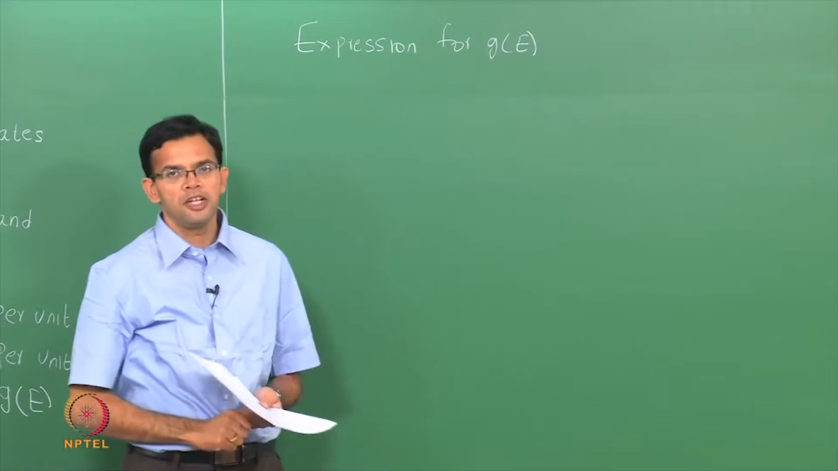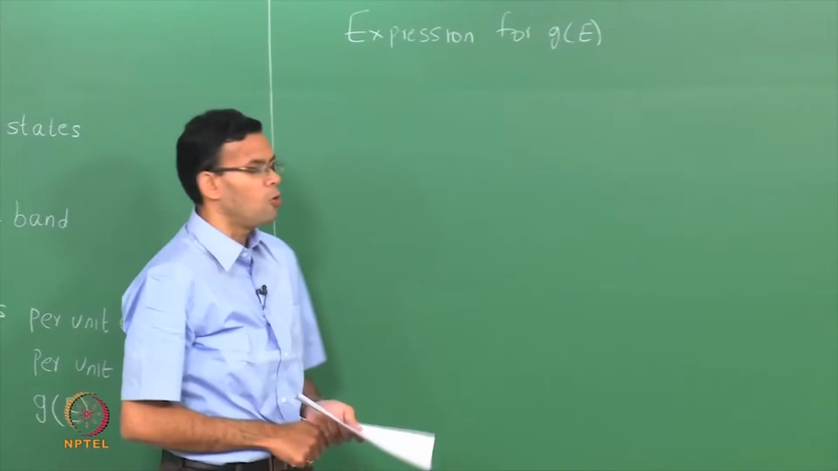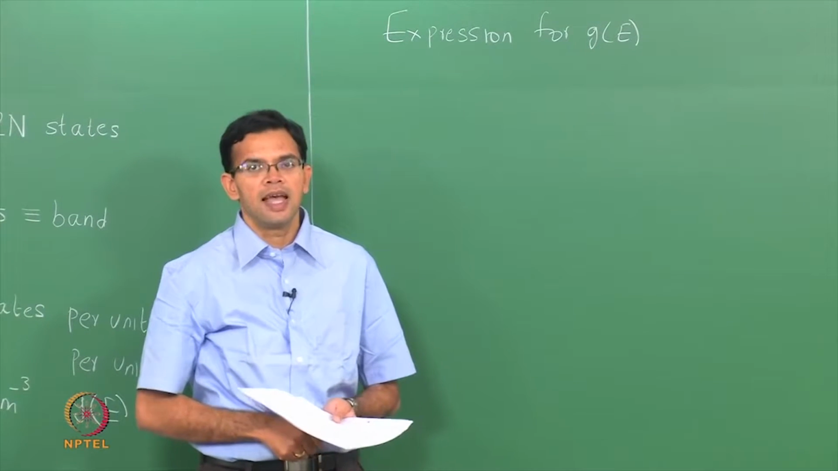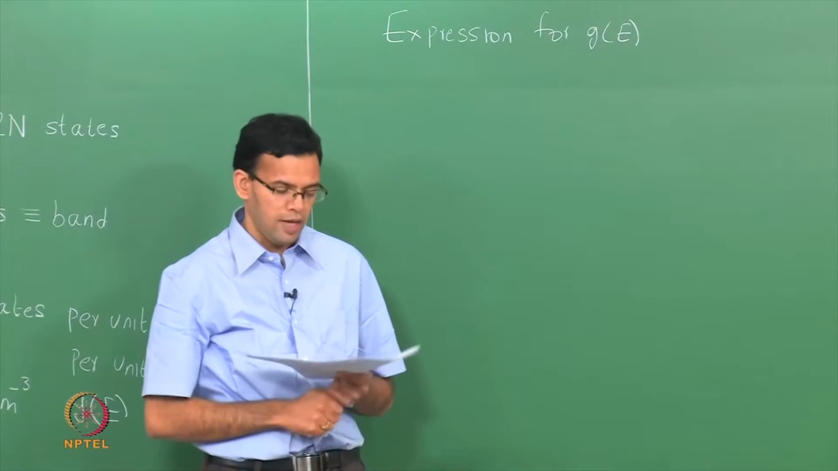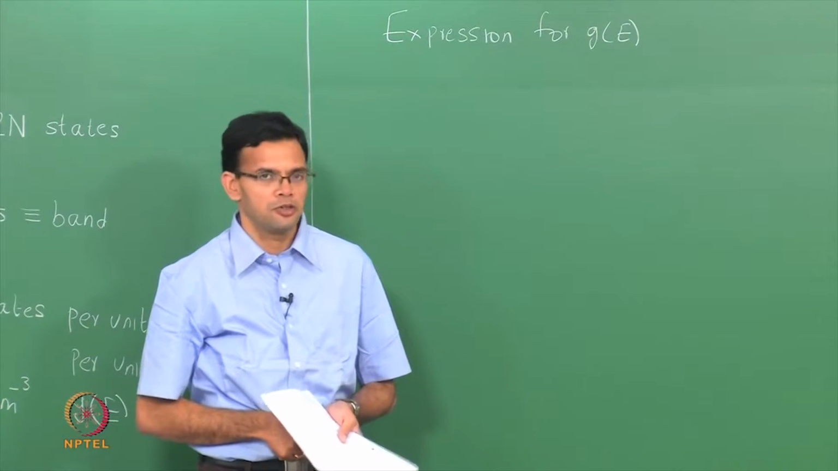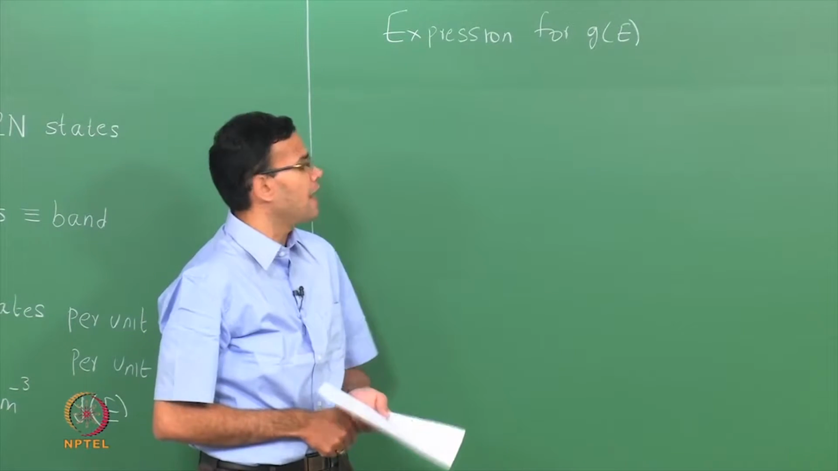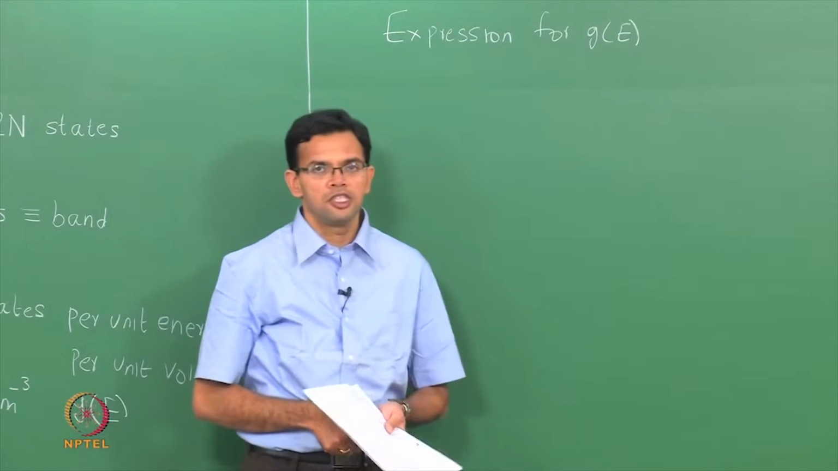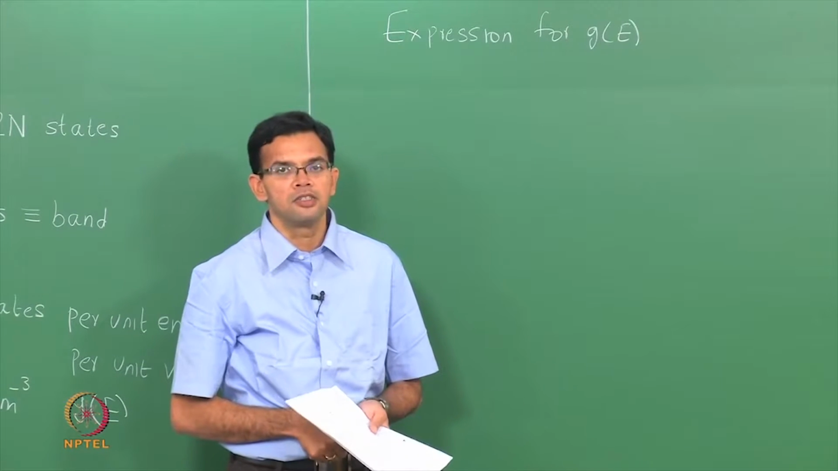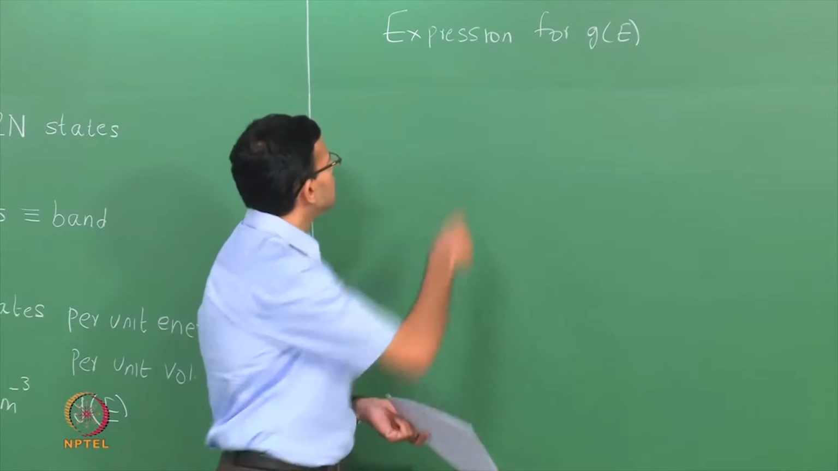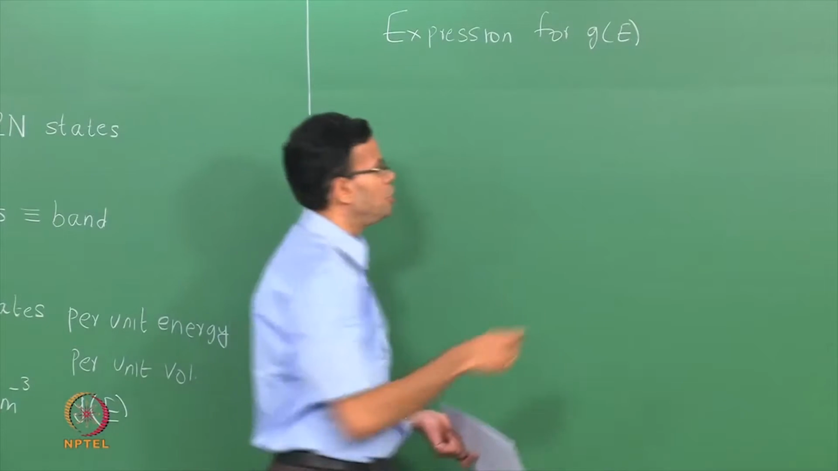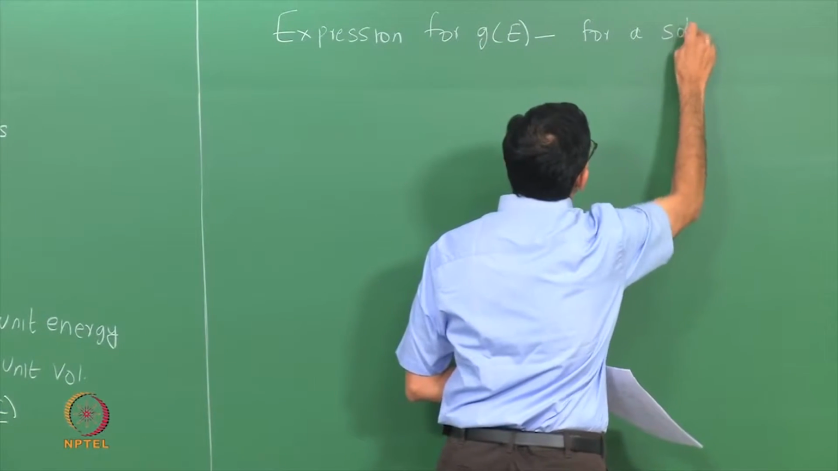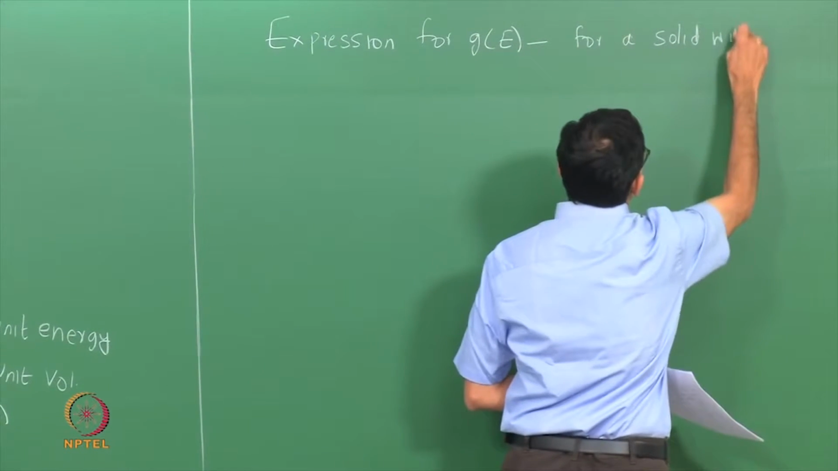In the case of a real solid, you can measure the local density of states by spectroscopic techniques, such as a scanning tunneling microscope or photoelectron spectroscopy. You can also do calculations for density of states taking into account the distribution of atoms and electrons. But what we will do is to derive a simple expression for G of E for a solid with uniform potential.